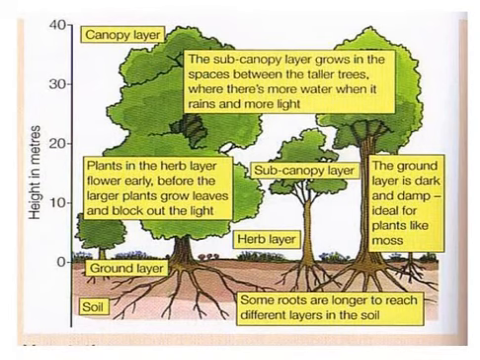Then the ground layer is dark and damp, ideal for plants like mosses and ferns, etc. So after that, the sub-canopy layer. Above the sub-canopy layer, the canopy layer. The sub-canopy layer grows in the space between the taller trees where there is more water when it rains and more light to get for photosynthesis. The canopy layer is the topmost layer. Here height is 40 meters, first 10, 20 and 30, and the last canopy layer, the top layer, is of 40 meters. So this is the beauty of an ecosystem.